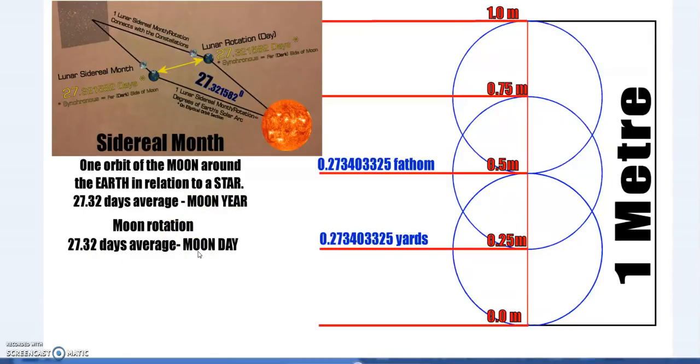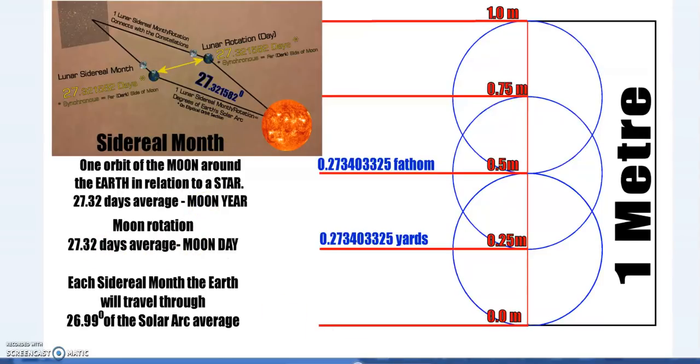Tidal locking, so that's why the man on the moon always faces the Earth. That in itself is not unusual. However, during this 27.3 day period, there are 13.369 sidereal months per year on average. So one moon day equals one moon year.